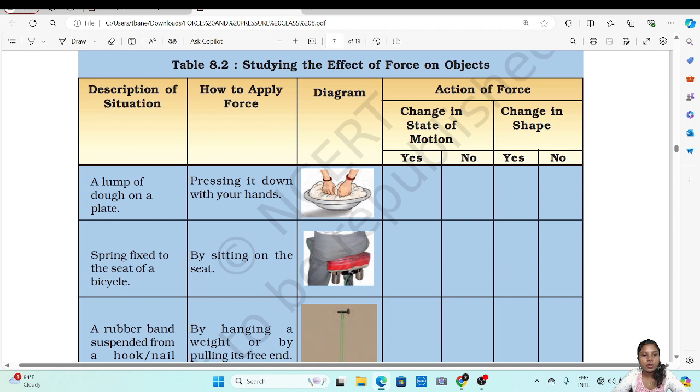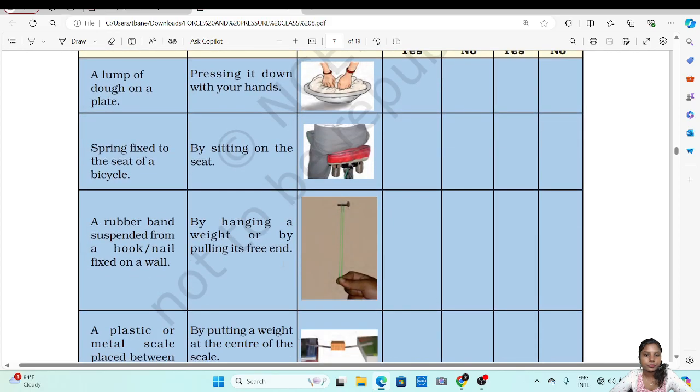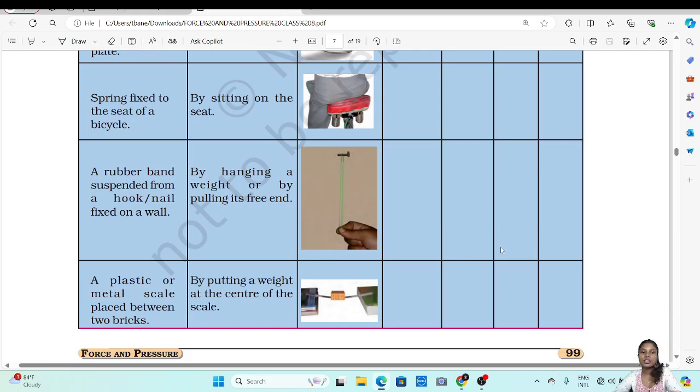Then a spring fixed to a seat of a bicycle, by sitting on the seat. Now say there is a spring over there and you decide to sit on it. Is there a change in state of motion? Again, no. But is there a change in shape? Yes. What has happened? The spring was first opened up, then it was compressed. Next, a rubber band suspended from a hook nail fixed on a wall. So in that case, you're say pulling it. In that case, again, there is no change in state of motion, but its shape is changing. It is elongated.